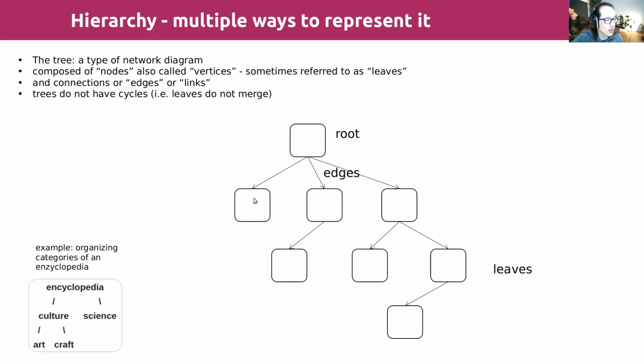So trees have these objects that form the joints in the structure, and these are usually called nodes or vertices. And the outer ones are usually referred to as leaves, and the first one is referred to as the root. And we have connections, which are links between these, and these are usually referred to as edges or links. So here's a simple example of an encyclopedia and how it's organized. We could organize it into different sections: the culture, the art, craft, the science section like this, where art and craft are subcategories under culture.